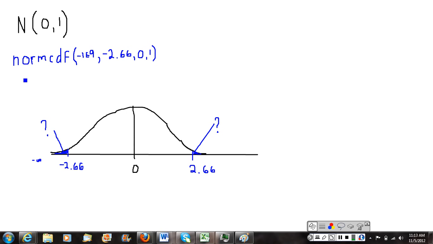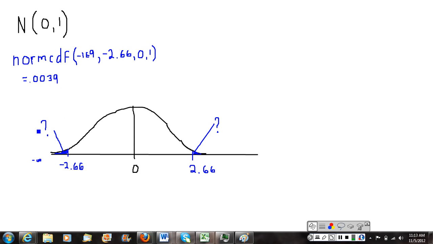It's giving me 0.0039. So this is a very small area here. 0.0039 out of 1. In other words, less than 1%. Close to 0.4% there.